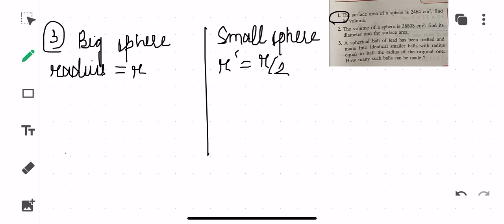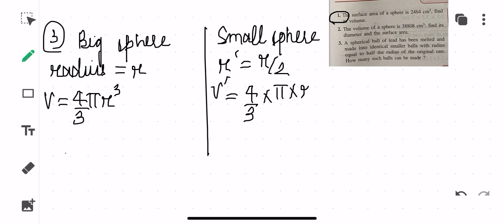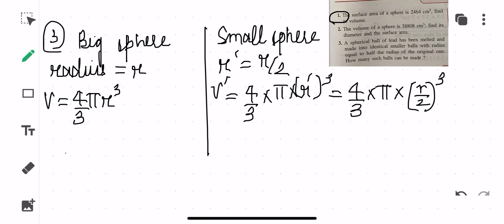So what is the volume here, children? Since it is being melted, the concept is of volume. So volume is equal to 4 upon 3 pi r cube. And here the volume V dash will be equal to 4 upon 3 into pi into r dash cube. So we'll just substitute the value of r dash. So this is equal to 4 upon 3 into pi into r upon 2 whole cube. So if you calculate, this is going to be equal to 4 upon 3, just let it be like this, into r cube divided by 8.